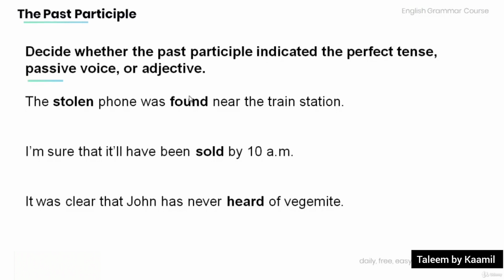And now let's review and practice a bit. Read the following sentences and decide whether the past participle indicates the perfect, passive voice, or adjective. The stolen phone was found near the train station. Adjective, passive voice. I'm sure that it'll have been sold by 10 a.m. Future perfect. It was clear that John has never heard of Vegemite.